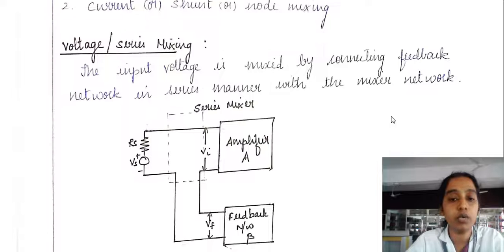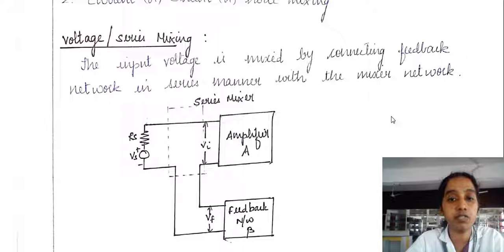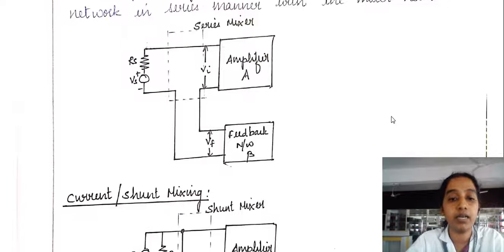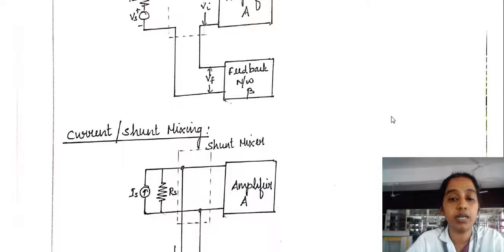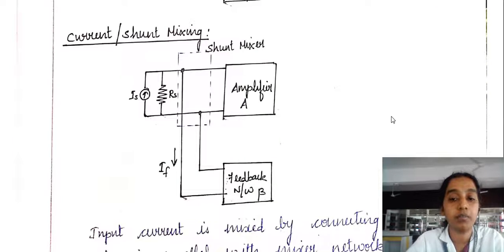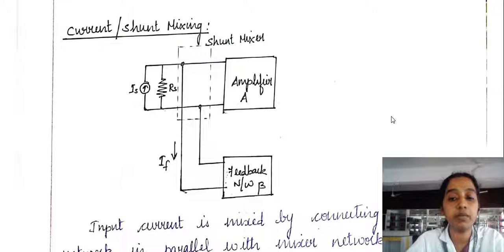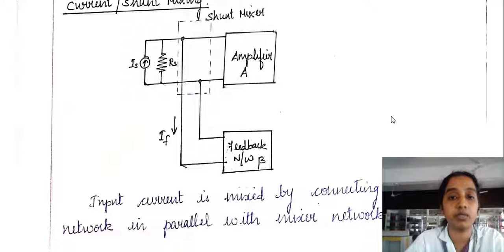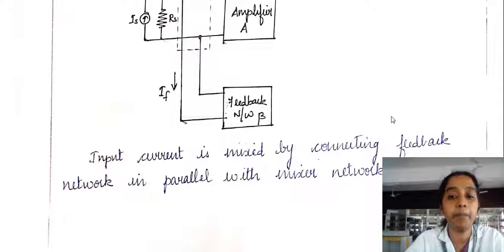So first voltage or series mixing. Here the voltage parameter is mixed by connecting the feedback network in a series manner. How is the current being mixed? So the current or shunt mixing is done by the feedback network in parallel with the mixer network. So it is connected in parallel.